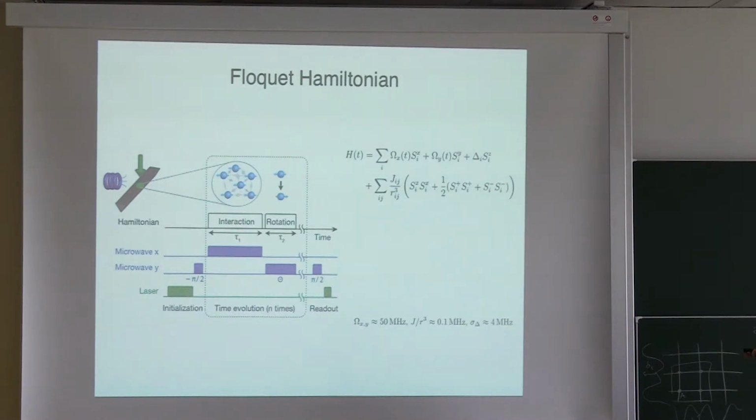If you now drive the system strongly with a Rabi field along this x direction, the spin exchange part will effectively average out. What you'll be left with is only the Ising interaction. So during the interaction time, we have this Rabi drive along the x direction and this Ising interaction. And for the rotation part, it's simply a quick global rotation around the y-axis.